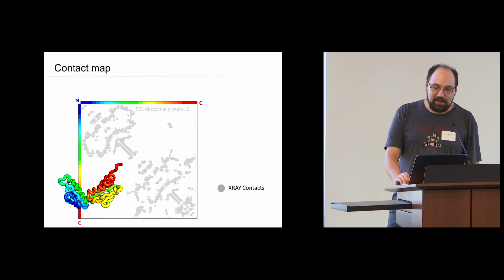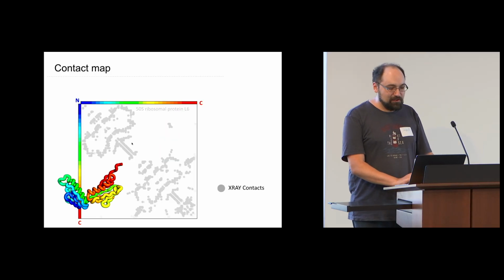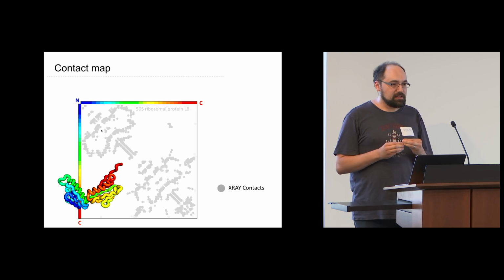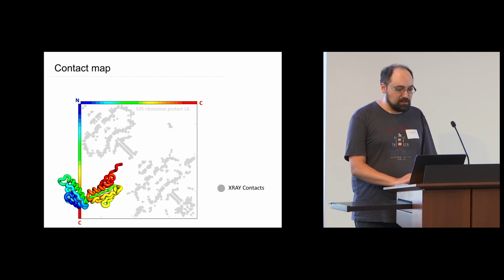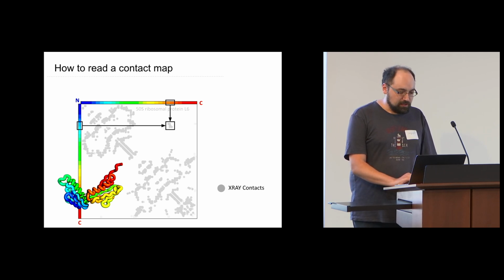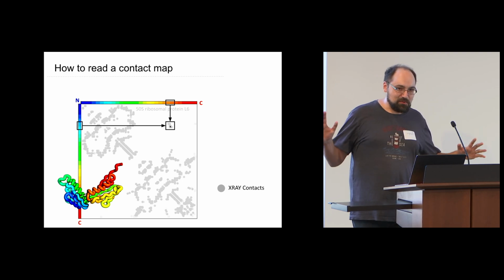This is just a quick toy example, and just to show you that I'm not making things up, here's an actual protein. Here you can see in gray are actual contacts coming from the crystal structure. This is one particular example of a protein, a ribosomal protein. Let's say I wanted to show how these cyan contacts interact with these orange contacts, I could just look it up here. So cyan, orange, that's where they are. That's how you interpret a contact map.